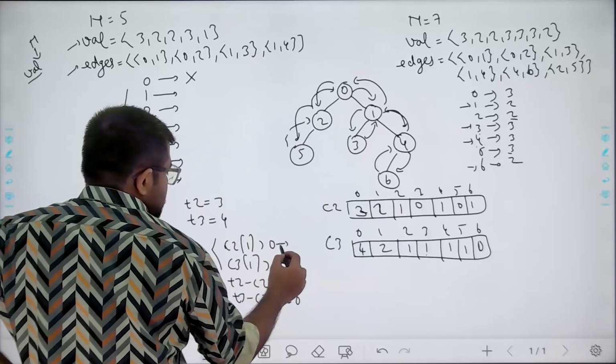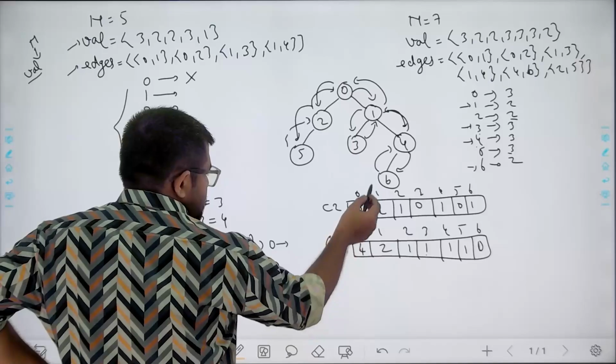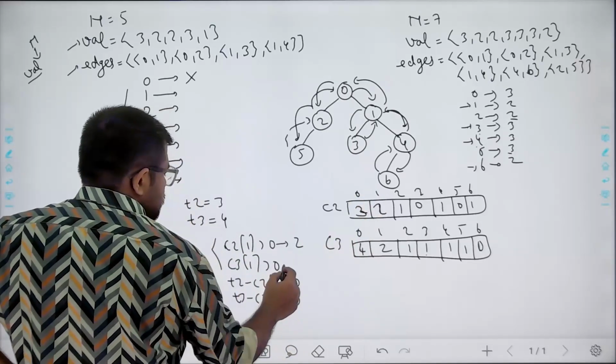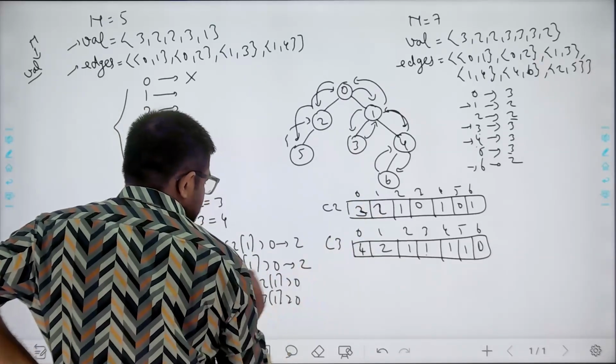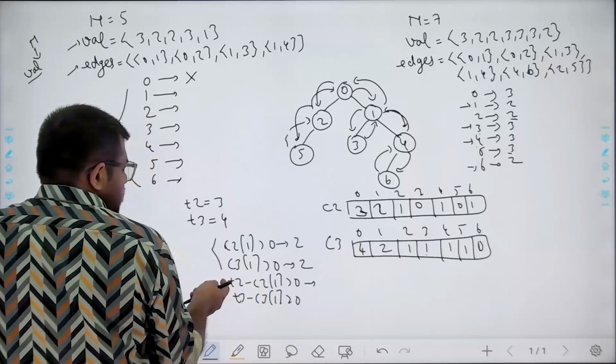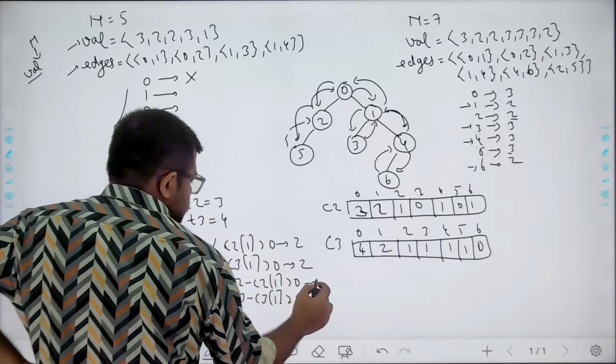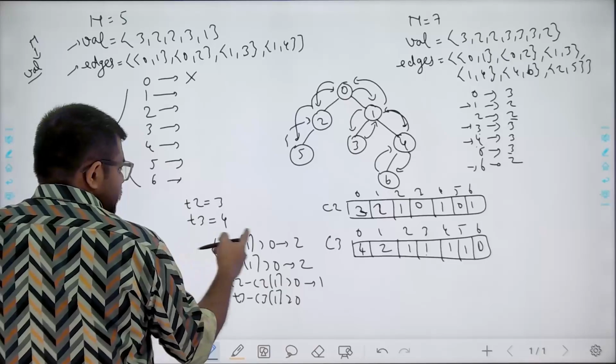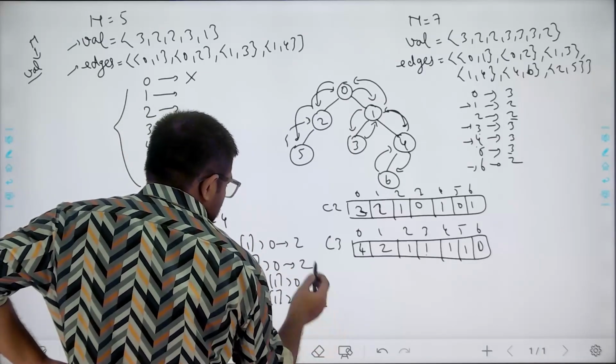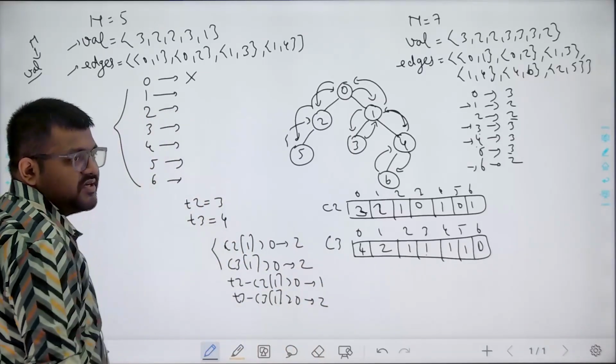So C2 of 1 is how much? C2 of 1 is 2, which is greater than 0. C3 of 1 is 2, which is also greater than 0. Now T2, that is 3 minus 2 is 1, and this will be 4 minus 2 is 2. So all four of them are greater than 0, which means it is a valid split.